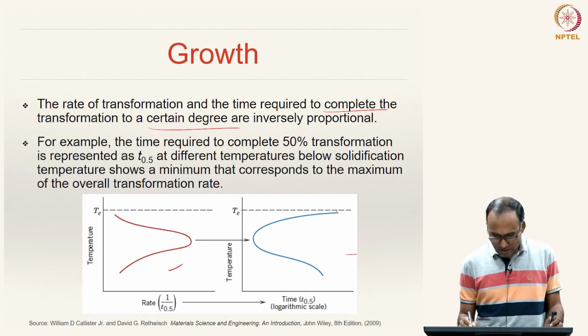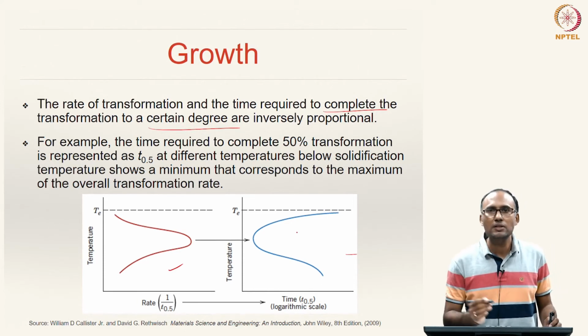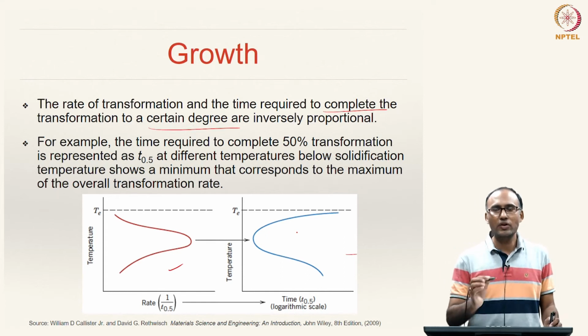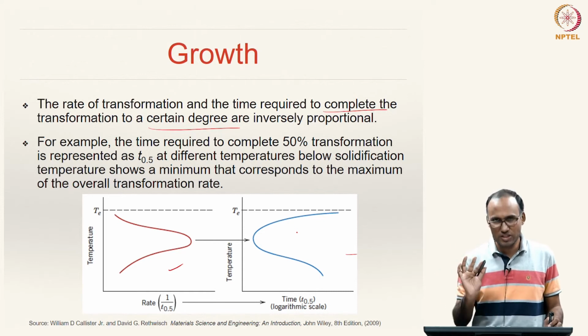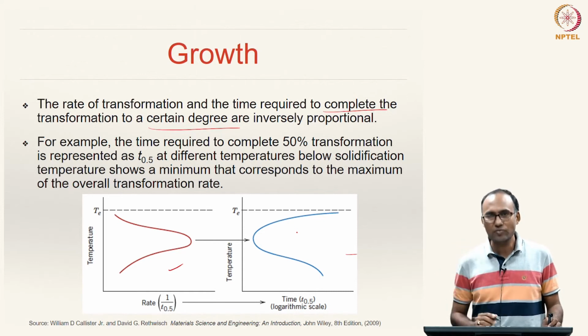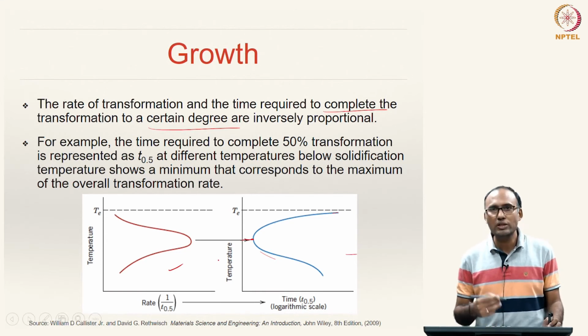Because these two are inversely proportional, you can see on the right hand side the time required for the transformation to finish 50%. That means, if your transformation from liquid state to solid state is happening, and 50% of the liquid is converted to solid, what is the time required at different temperatures? If you do that, you will get a curve like that. You will have a minimum time required for 50% transformation at a certain temperature. Above that and below that, you need to spend more and more time.